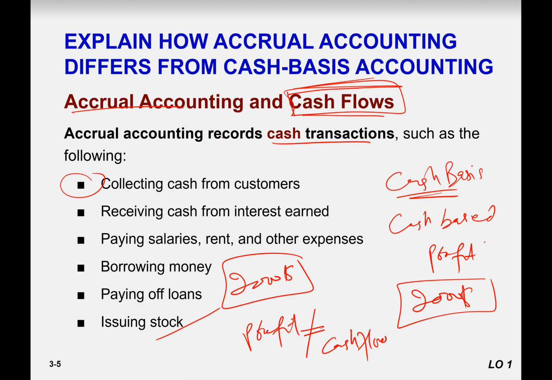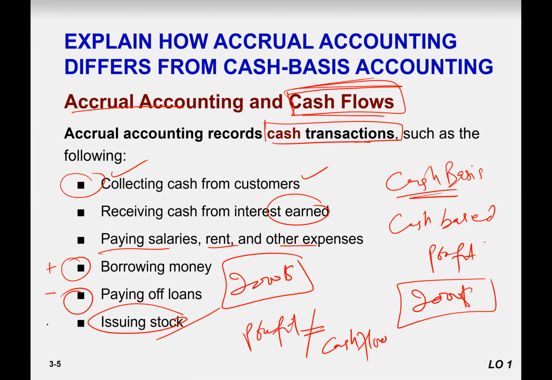So how does accrual accounting record cash transactions? When they collect cash from customers, when they receive interest earned, those are inflows. What are the cash outflows? When they pay salaries and expenses. When they borrow money, they receive cash. When they pay off loans, it is an outflow. Issuing stock, because you just hand over a piece of paper and receive cash, is also a cash inflow.